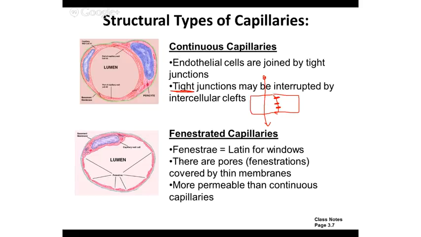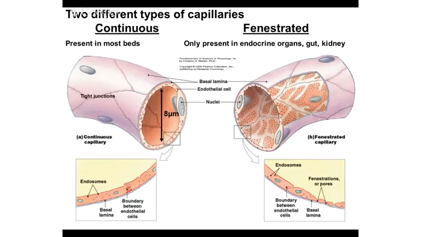Our fenestrated capillary has tiny windows, tiny holes in it. So anything that's small enough to go through the hole could potentially come out of the blood vessel or come out of the capillary. So here's our continuous one with the tight junctions between the cells, right? Here's our fenestrated one with the little holes all over the cells. See the little pores everywhere? So anything that's small enough to go through the hole is going to be able to come out of the capillary.